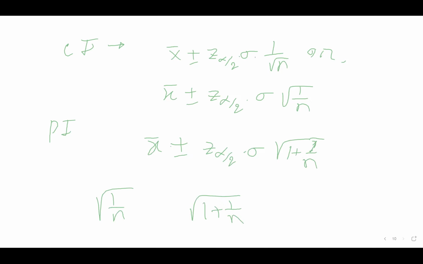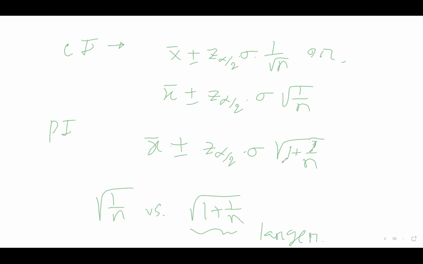Yes, prediction interval. You are right. The prediction interval is wider because the margin of error for the prediction interval is larger than the margin of error for the confidence interval. You can compare these two values: square root of 1 over n versus square root of 1 plus 1 over n. Which one is larger? This one is larger, right? Because here we have plus 1 with 1 over n, but here we do not have plus 1.